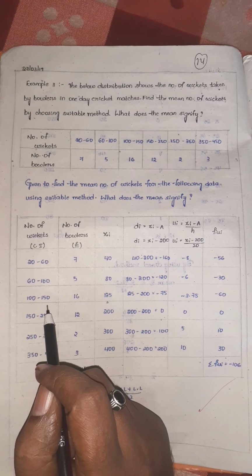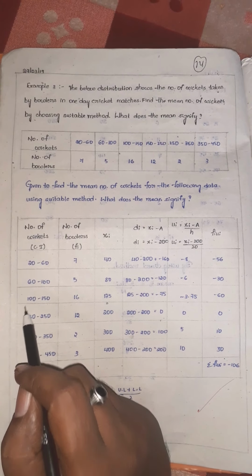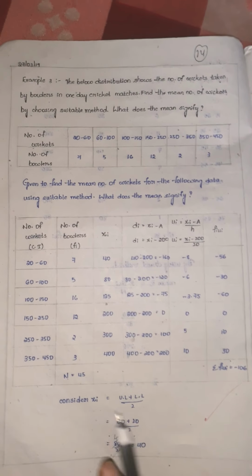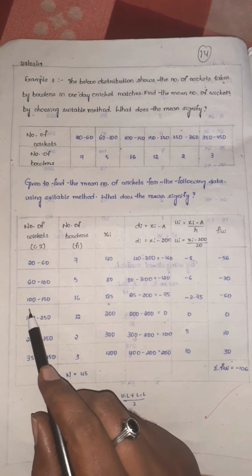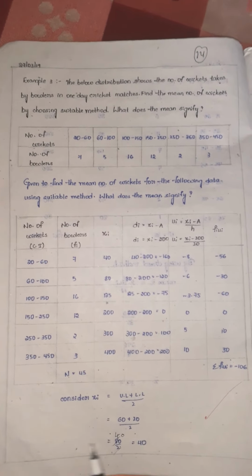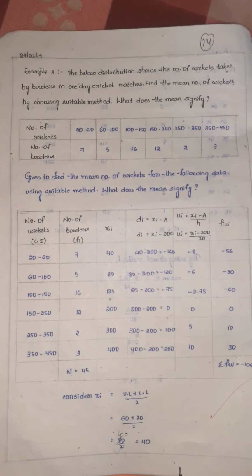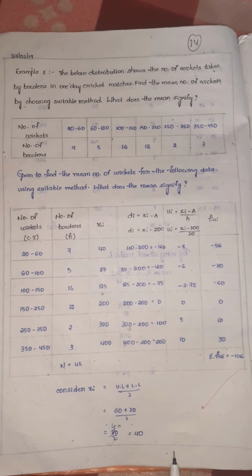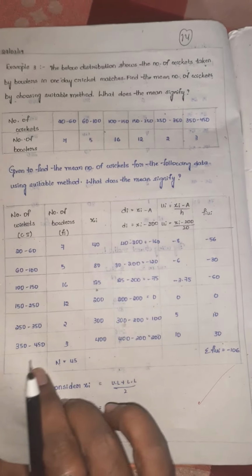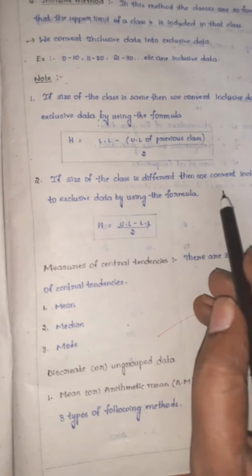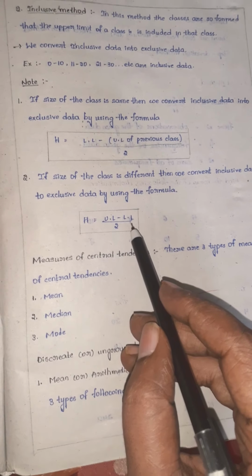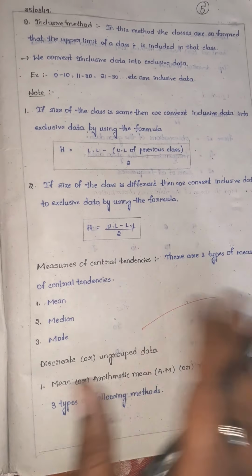But here what is the condition? 150 to 100, what is the size? If you do minus, 50. Here 250 to 150 is 100. So your class size is different. Whenever class size is different, I have told the formula in before classes. When size of class is different, then use h = (ul minus ll)/2. Size of class means length of class.